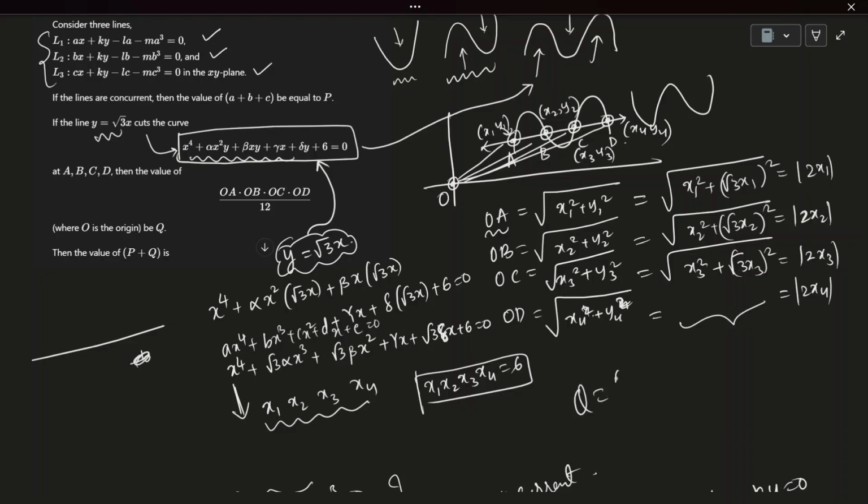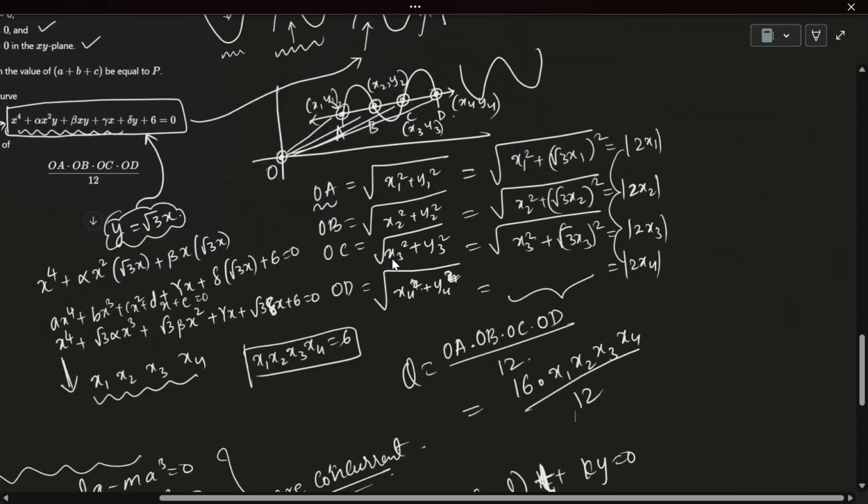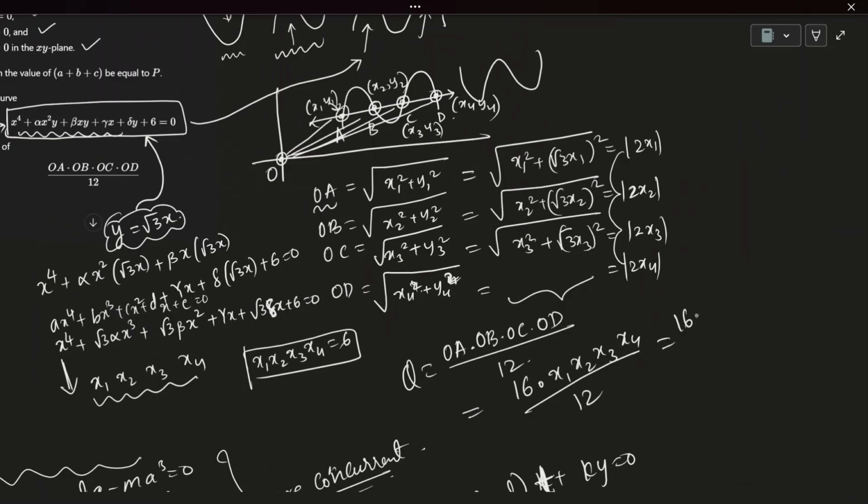So what is asked: q is equal to OA times OB times OC times OD divided by 12. So you have to multiply these 4: 2 into 2 into 2 into 2 means 16. 16 times x1 x2 x3 x4 divided by 12. We already got x1 x2 x3 x4 is equal to 6. So this is equal to 16 times 6 divided by 12. 16 times 6 is 96, divided by 12. 12 eights are 96. So q is equal to 8.